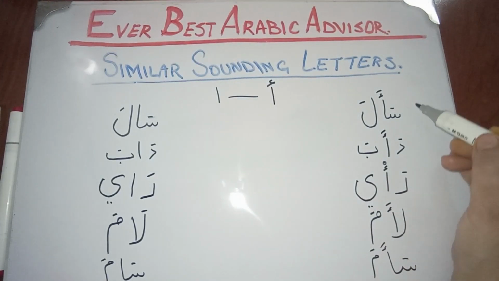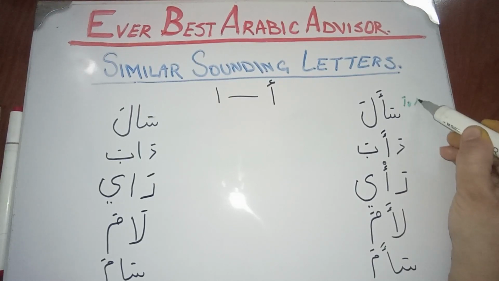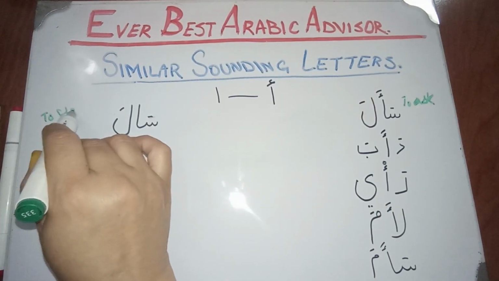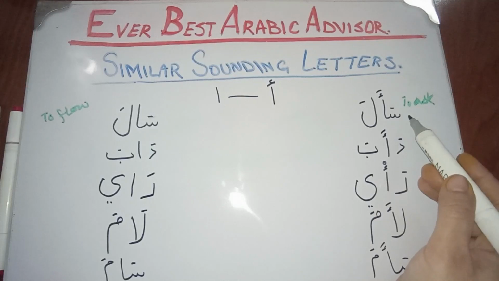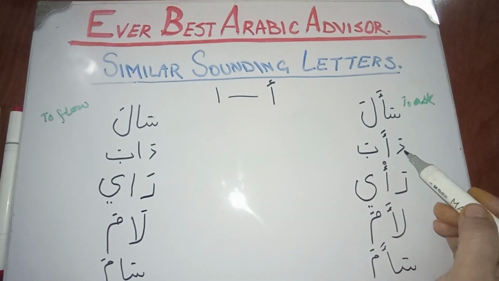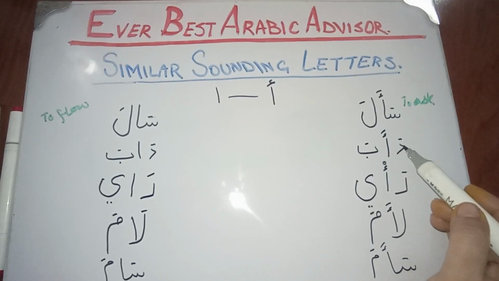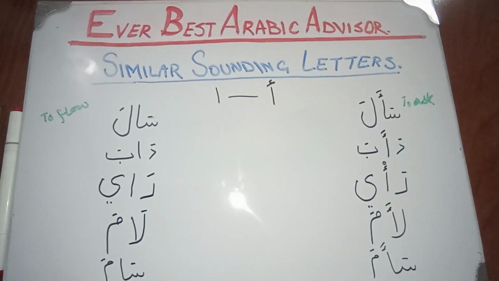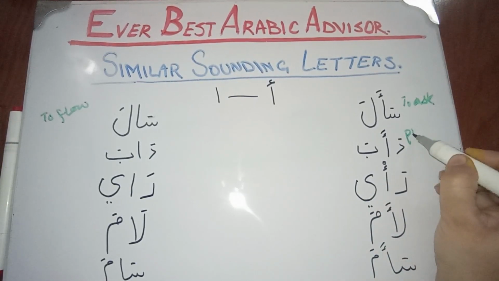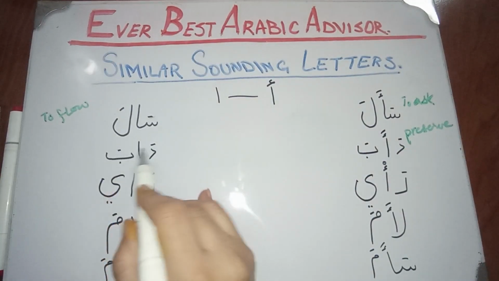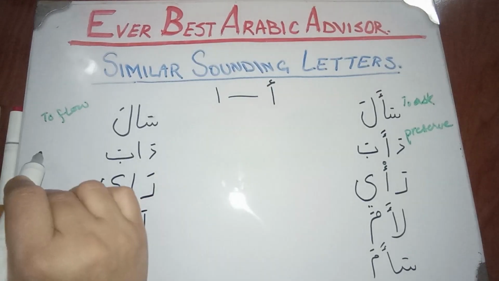Sa'ala means to ask. And sala means to flow. So you see the difference. Just one sign can make a big difference in the meaning. The second word is da'aba, da'aba, to preserve. It's daba, daba, to melt.